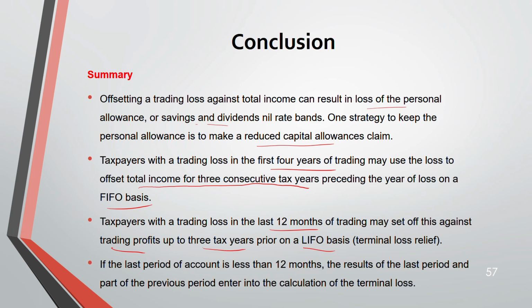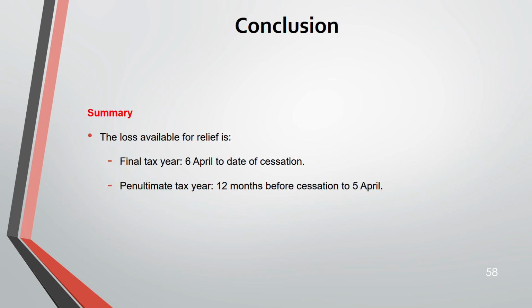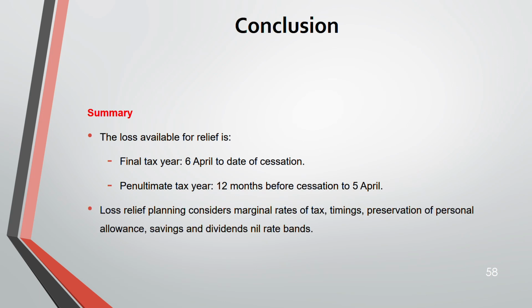known as terminal loss relief. Then, if your last period is less than 12 months, always you have to make the total 12 months. So, result of last period plus the period before that. The loss available for relief is the terminal loss: 6th April to the date when you're ceasing, and 12 months before ceasing to 5th April. Now, the loss relief option considers this: what would be your rate of tax, the timings, preserving personal allowance and the nil rate band.